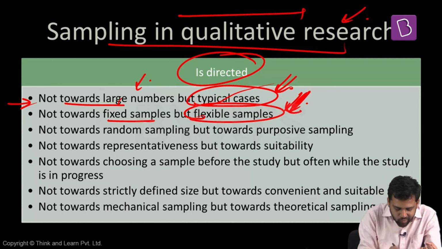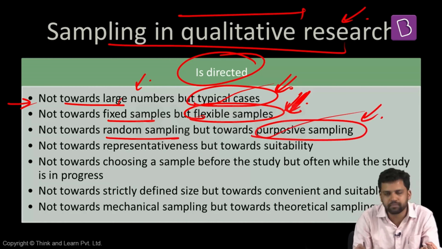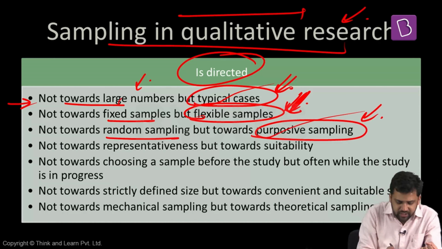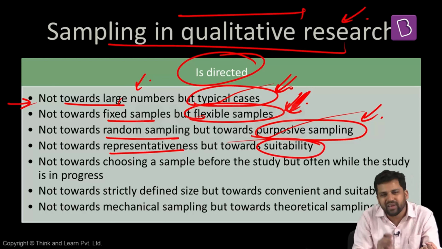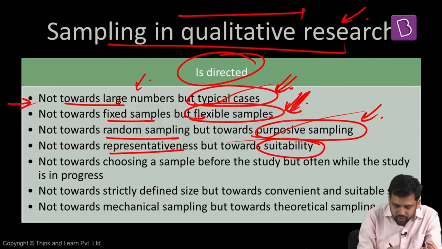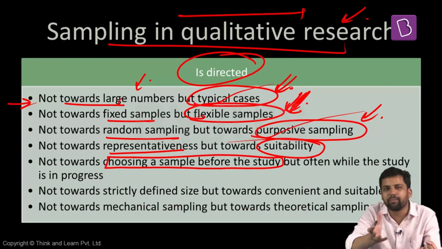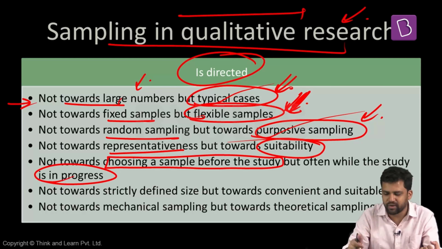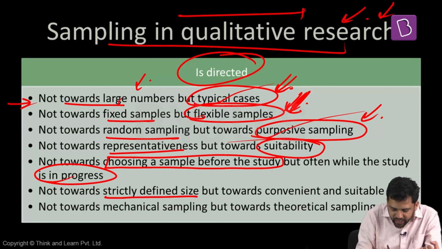Qualitative research is directed not towards random sampling but towards purposive sampling, judgmental sampling. It is not directed towards representativeness but towards suitability. What kind of candidates are suitable for them? It is not directed towards choosing a sample before the study; rather, it would choose the sample while the study is in progress. The snowballing method, for example, can directly fit here. It is not directed towards strictly defining the size beforehand.